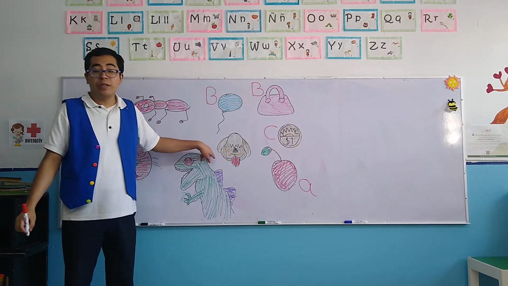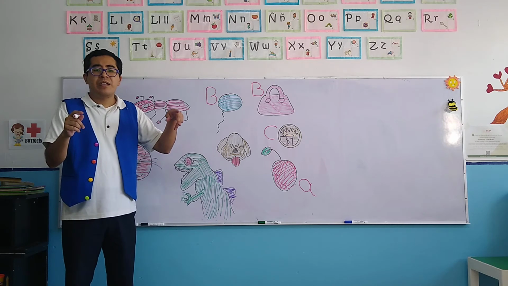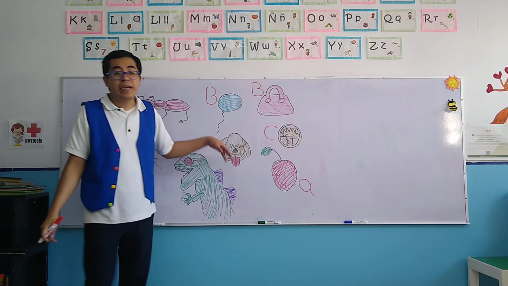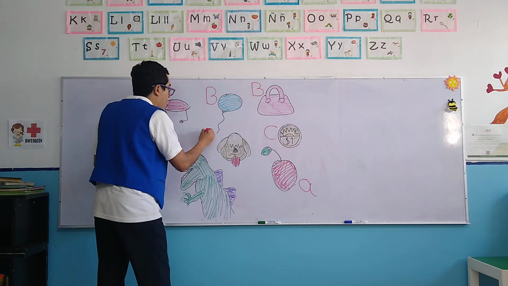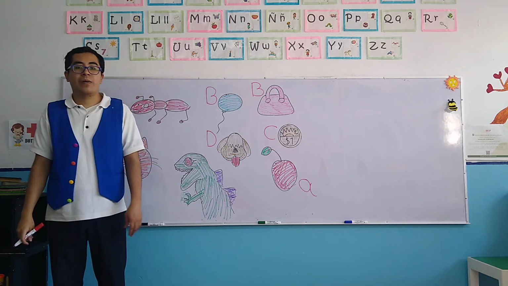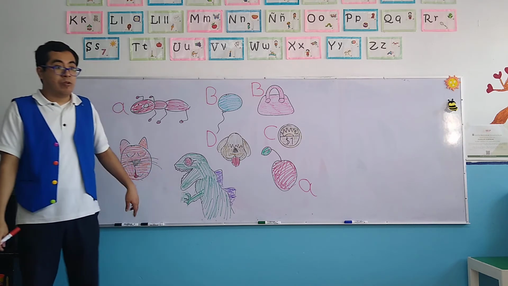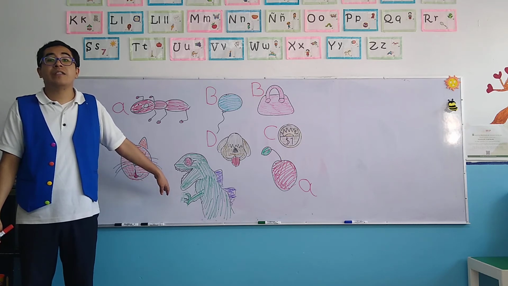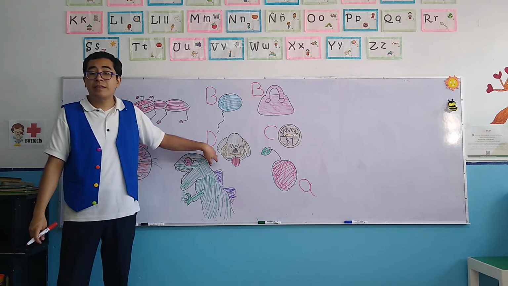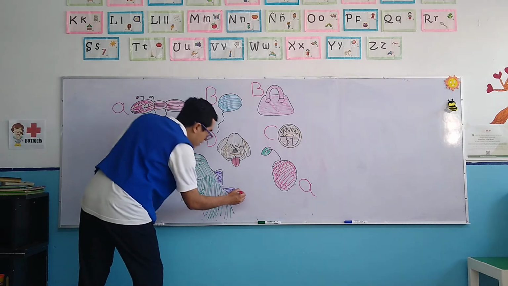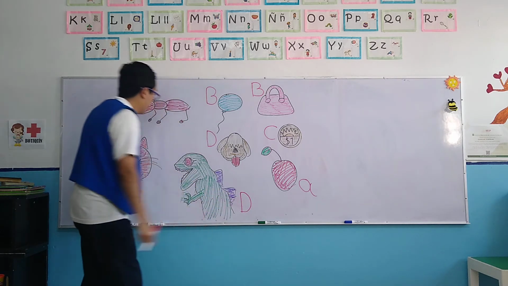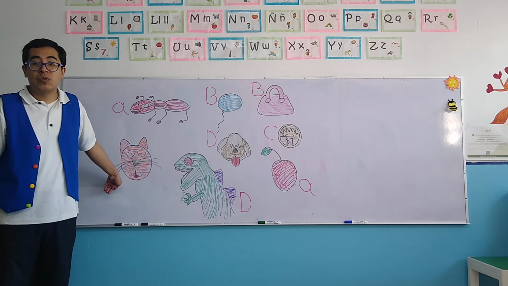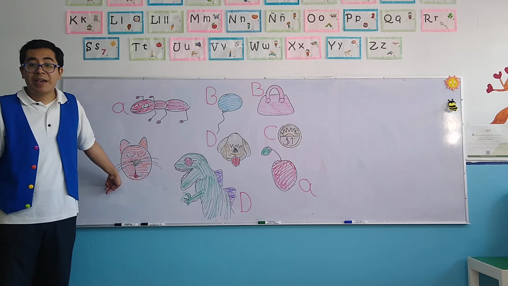Let's continue with the dog. What letter do we use for dog? Letter D. Capital D for the dog. Let's continue with the dragon. Now the dragon begins with letter D, just like the dog. Capital D for dragon. And the last one, the pet, the cat, we use letter C for cat.